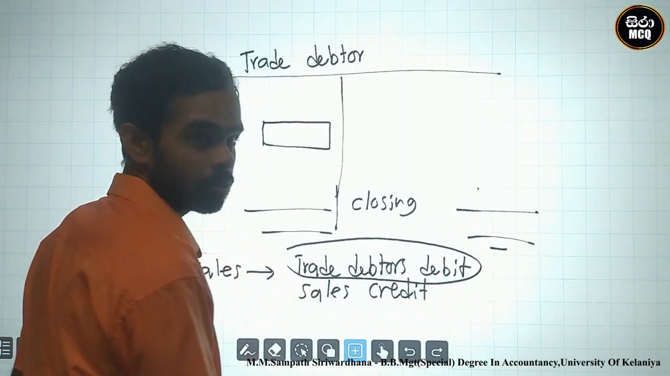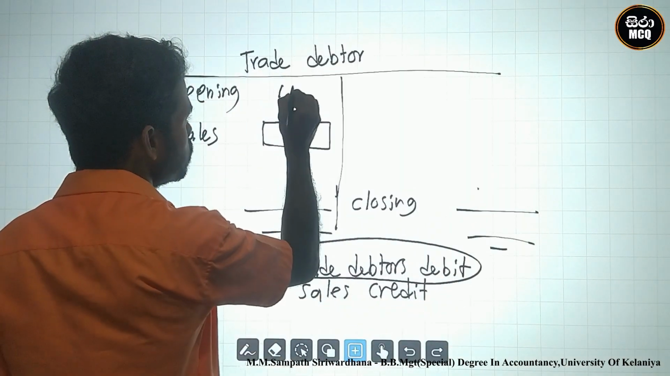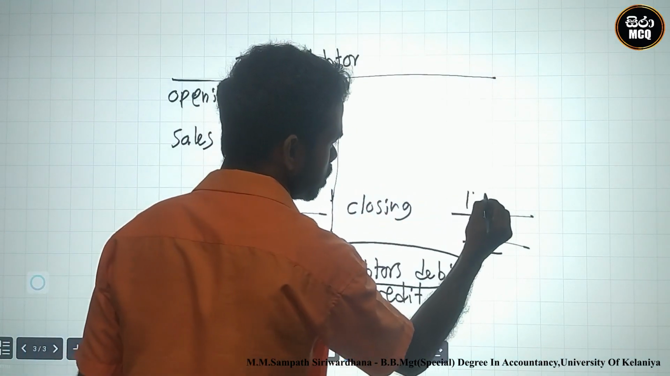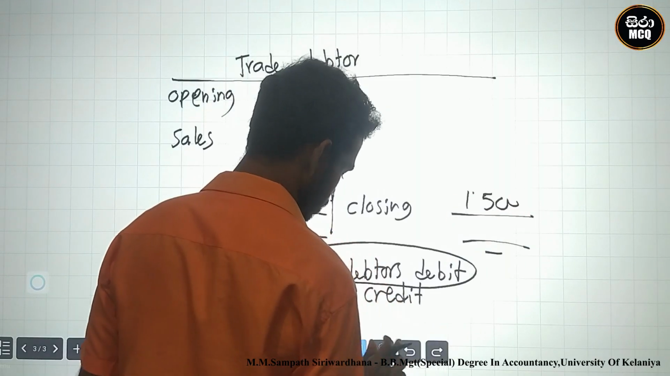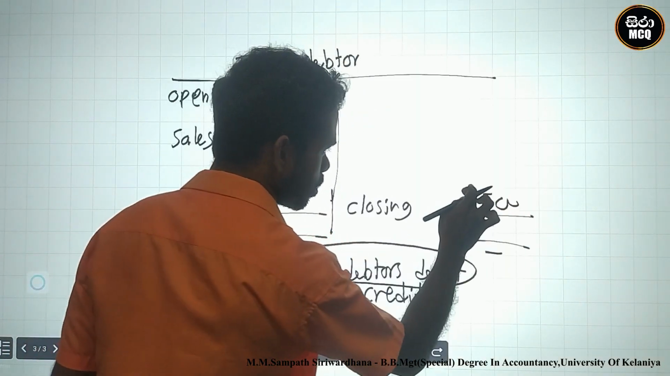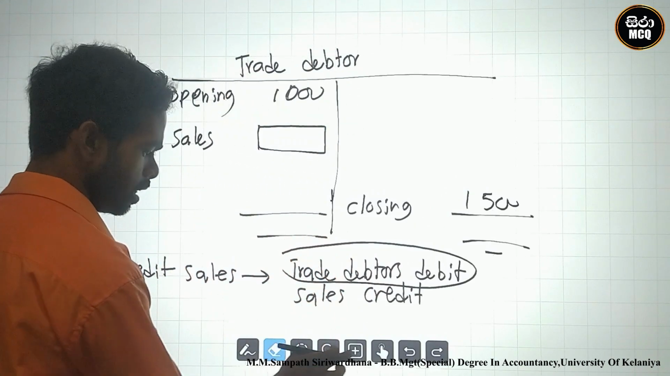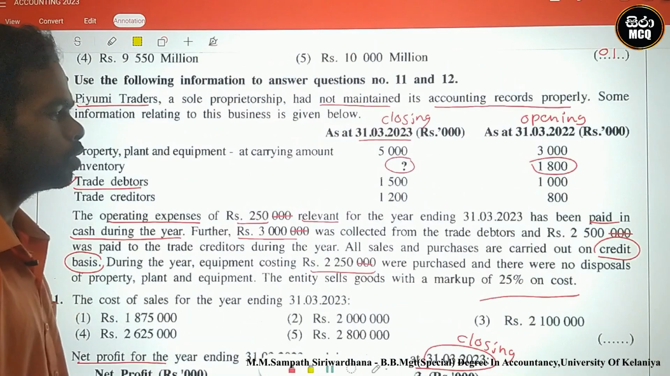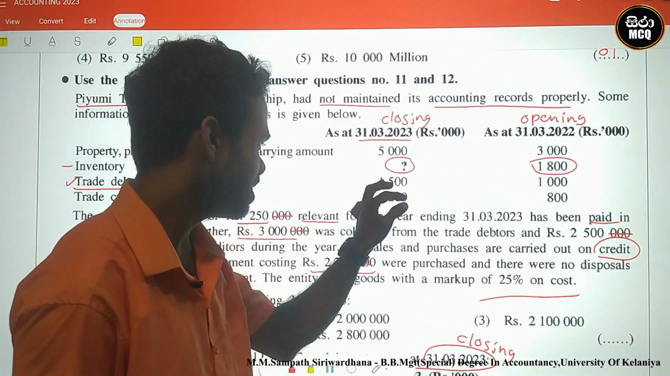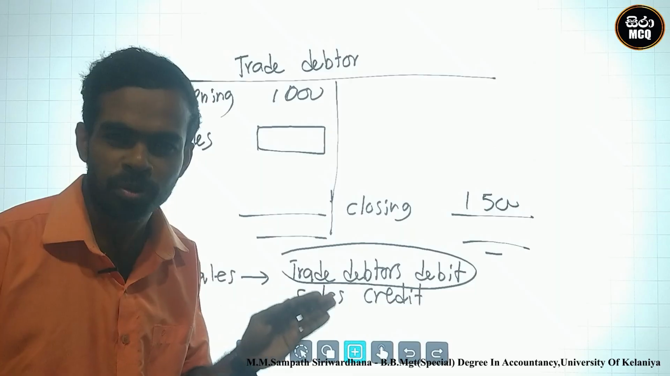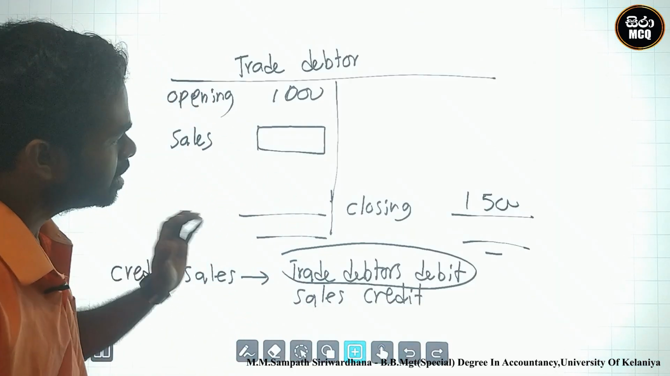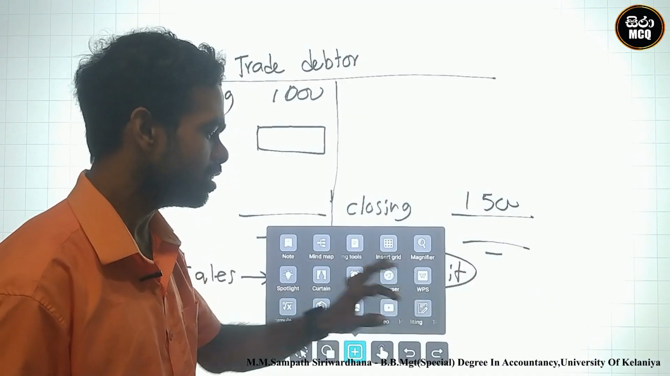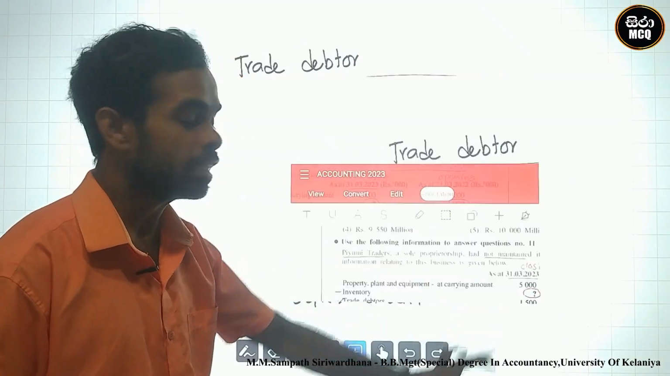Closing is before this one. Okay, 1000 is opening, closing is 1500. Let's see. Opening is 1000, closing is 1500. This is the opening trade debtors and this is the closing trade debtors. Let's see another transaction related to the trade debtors.